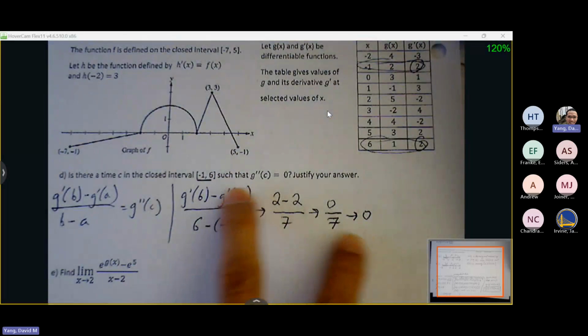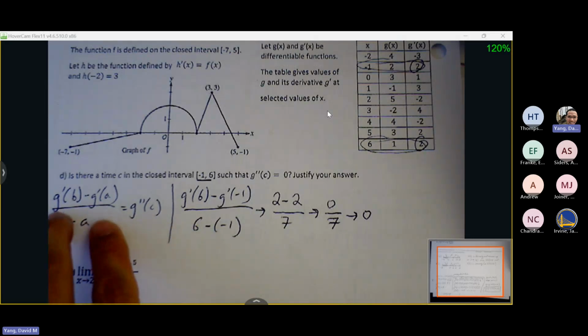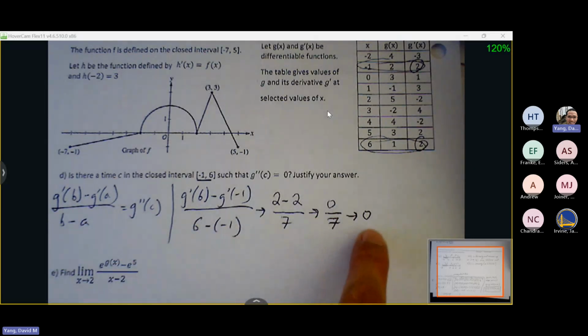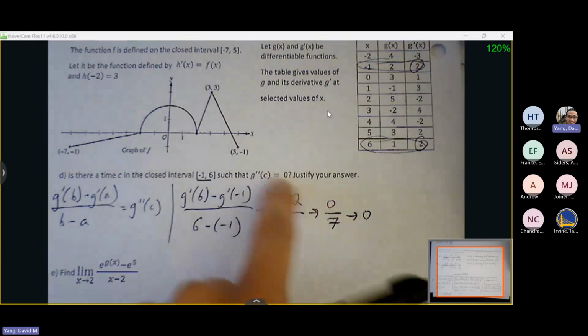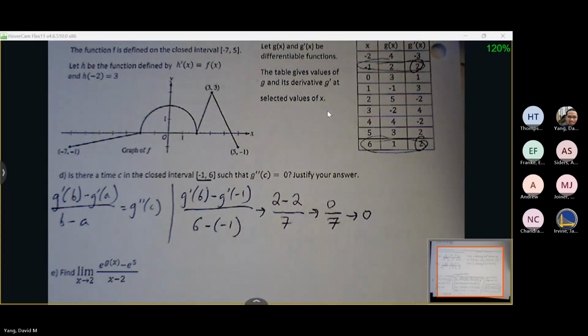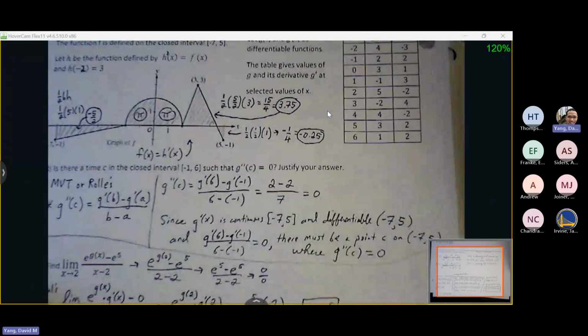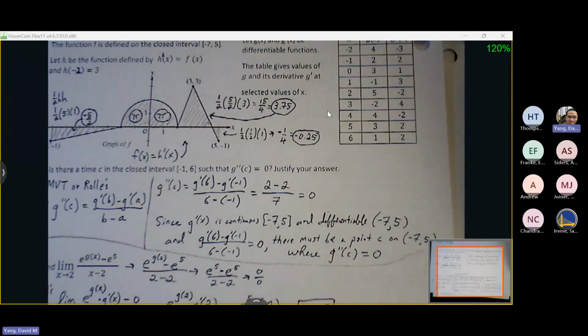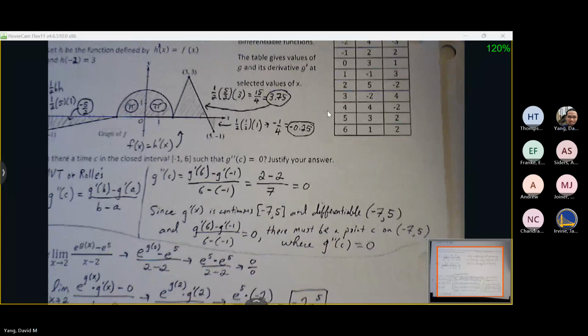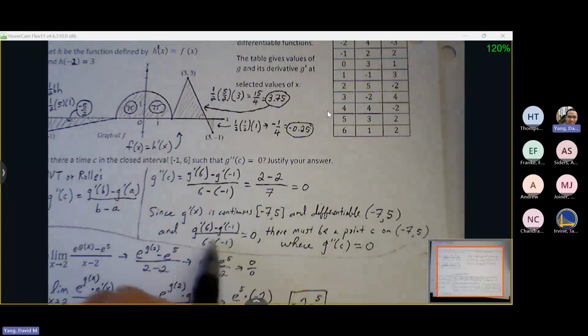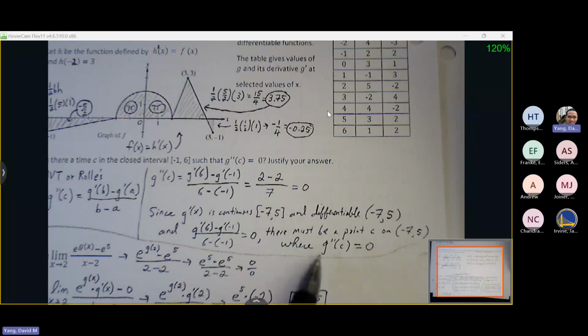So if the slope between the 2 points on G prime graph is 0, there must be a place where the exact slope is going to be 0. So since G prime is continuous with brackets, differentiable with parentheses, and we show that the slope between the 2 endpoints is 0, there must be a point where G double prime is equal to 0.